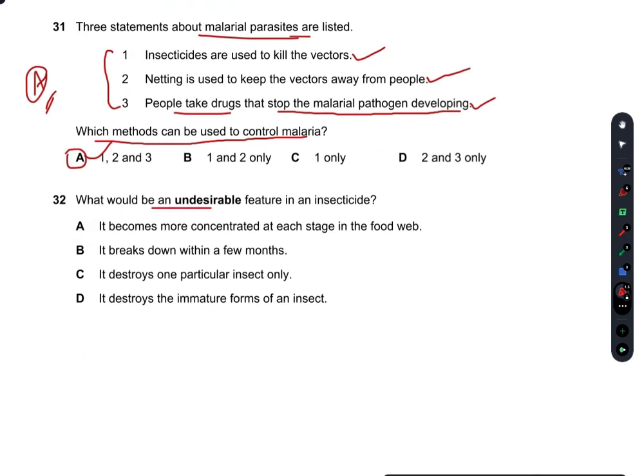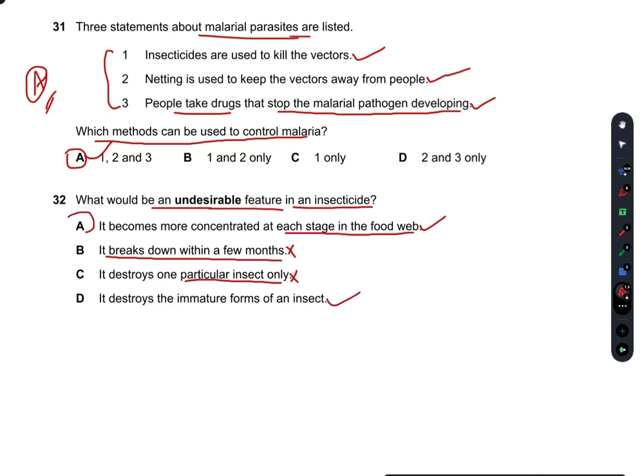What would be an undesirable feature in an insecticide? An insecticide is one which kills insects. It becomes more concentrated at each stage in the food web. This can be an undesirable feature. It breaks down within a few months. No, it is a desirable feature because it helps kill the insects quickly. It destroys only one particular insect. No, this is not an undesirable feature. It destroys the immature forms of an insect. This is a desirable feature again.